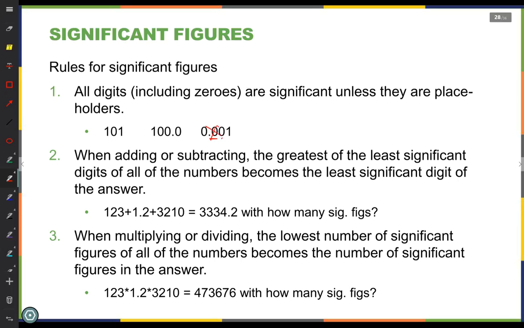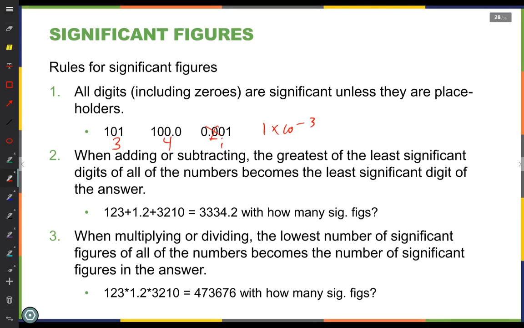That's why we like to use scientific notation, because that's just a placeholder to move it. If we use scientific notation, this would be 1 times 10 to the minus 3, and it would be clear. Scientific notation is wonderful. Every digit is significant in scientific notation. So if we look at these, how many digits do we have significant in the first number? 3. How many in the second number? 4. And the last one?